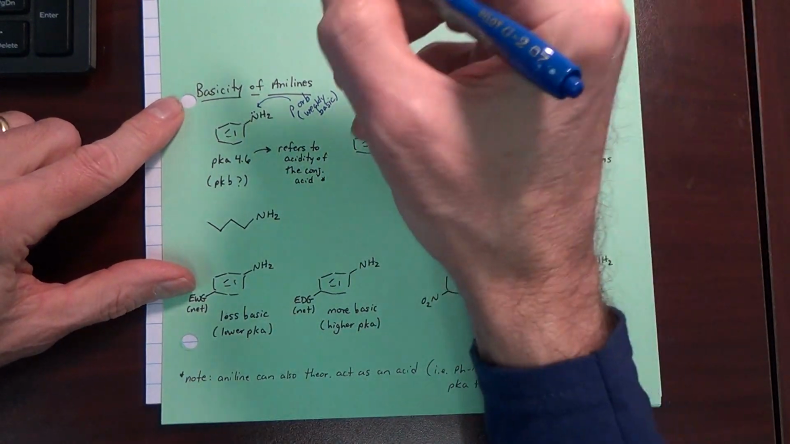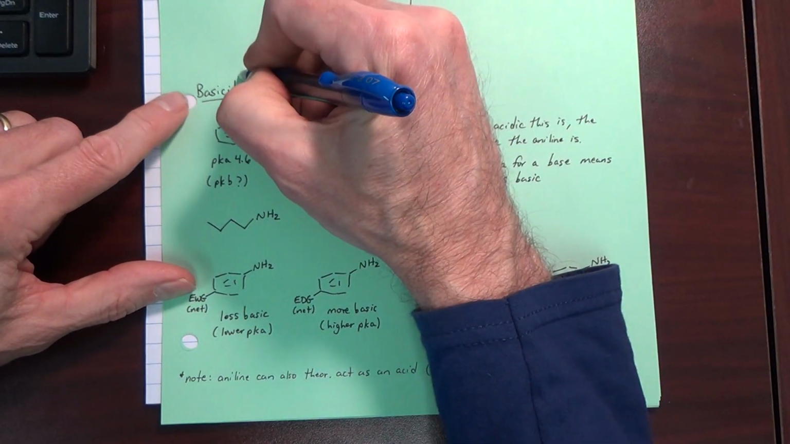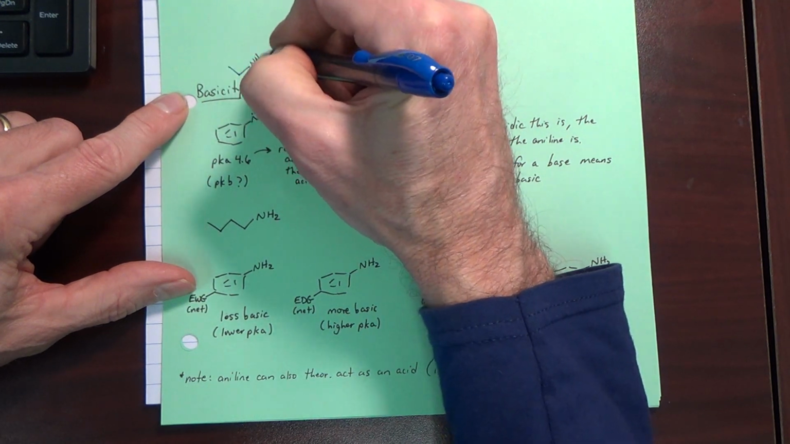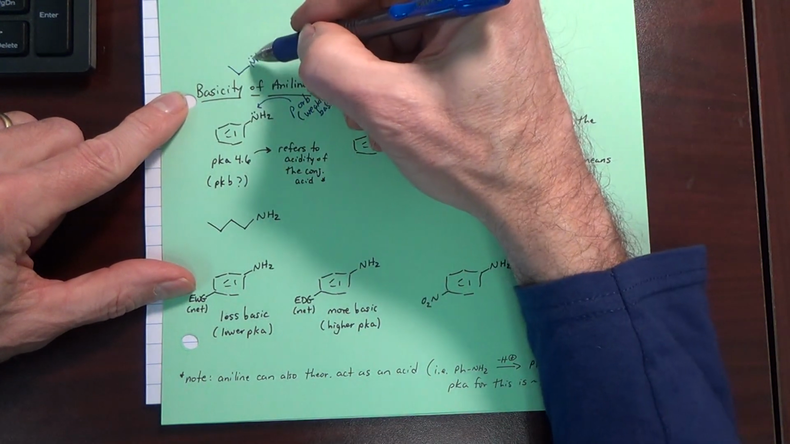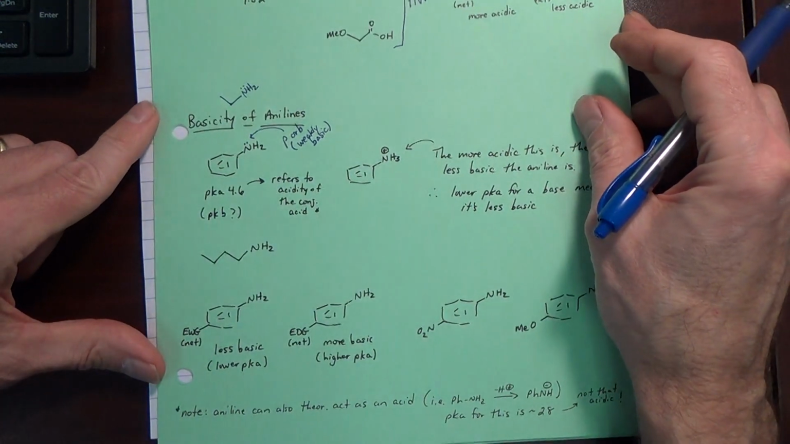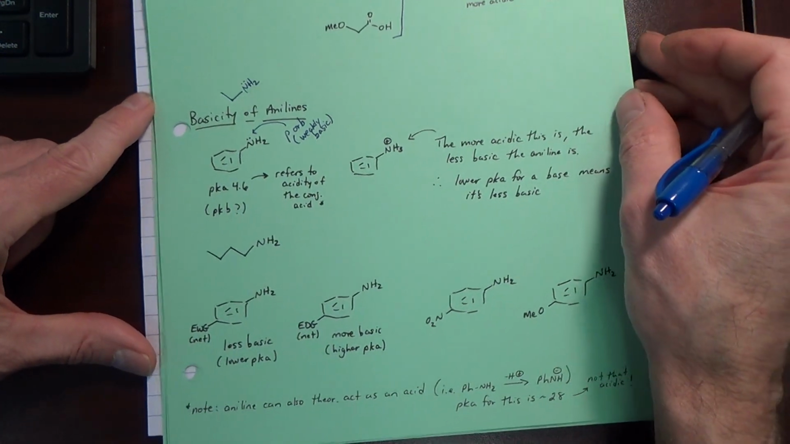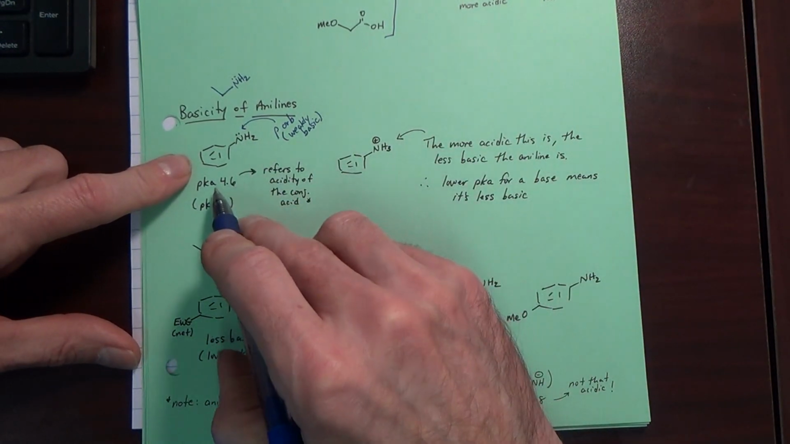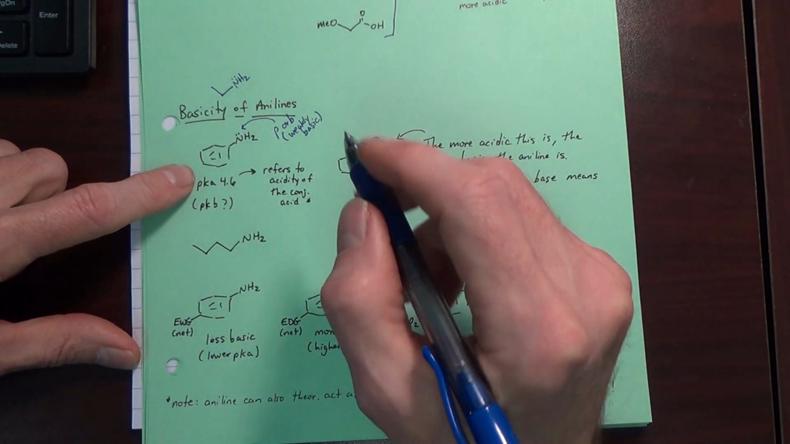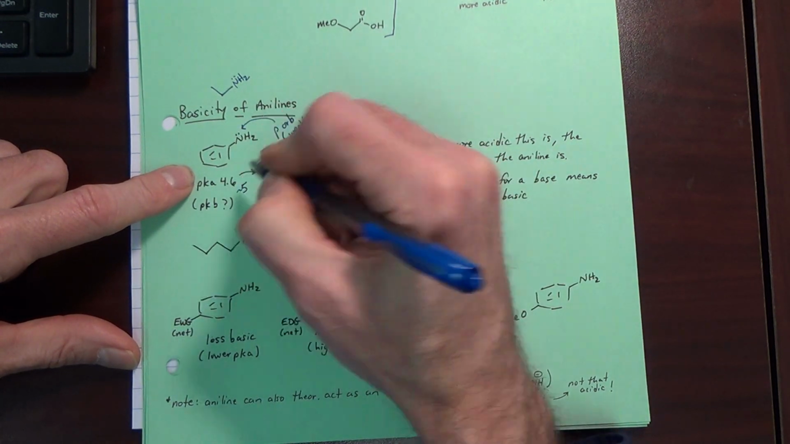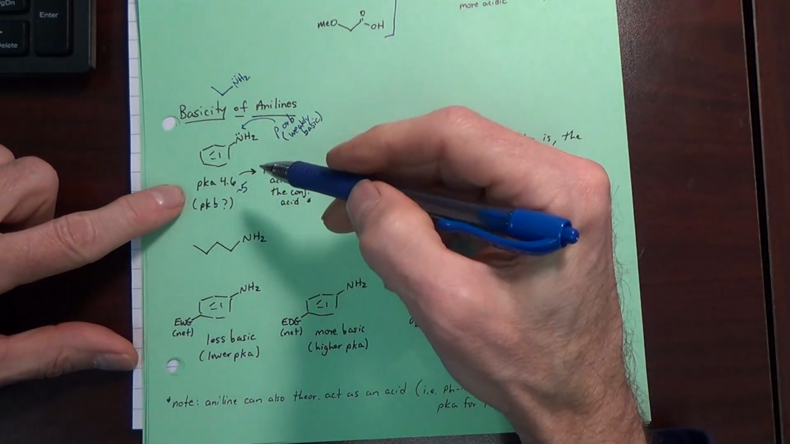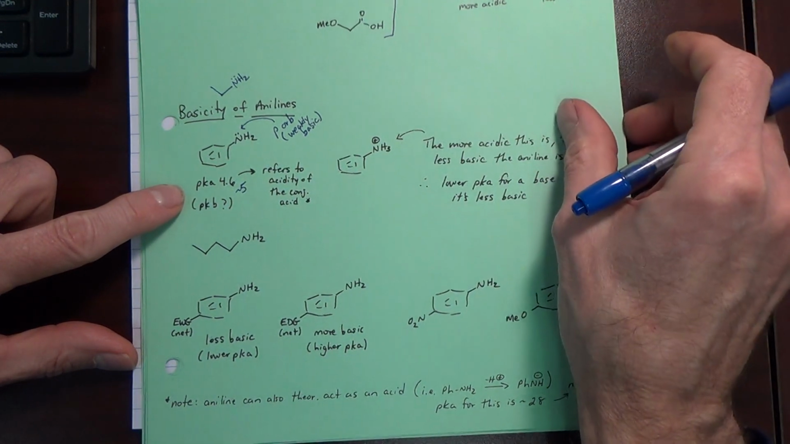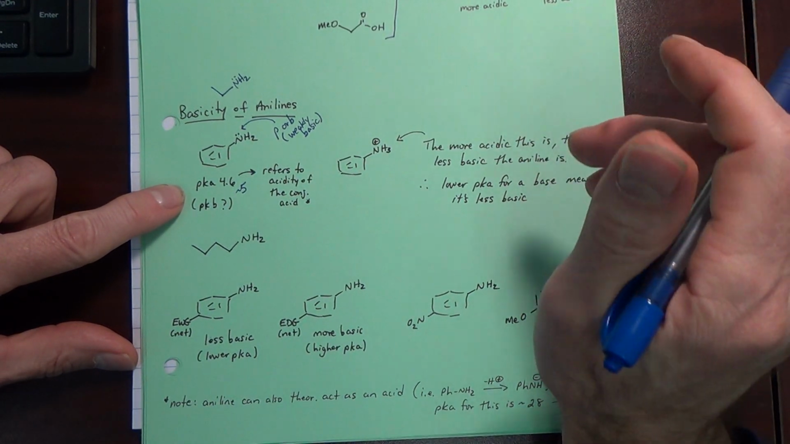Certainly a difference between that and maybe something just like ethylamine, where in ethylamine the lone pair is sp3. It is not delocalized or conjugated at all. Aniline has a pKa of about 4.6, roughly I would say about 5. And we've said that before. Check your pKa table in the back of your lab manual.